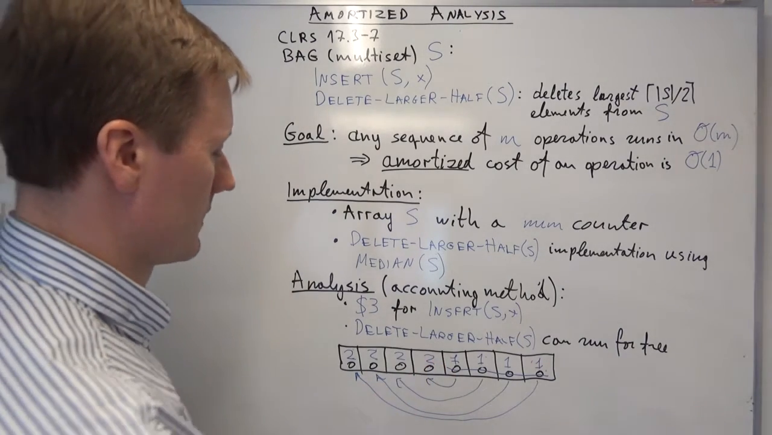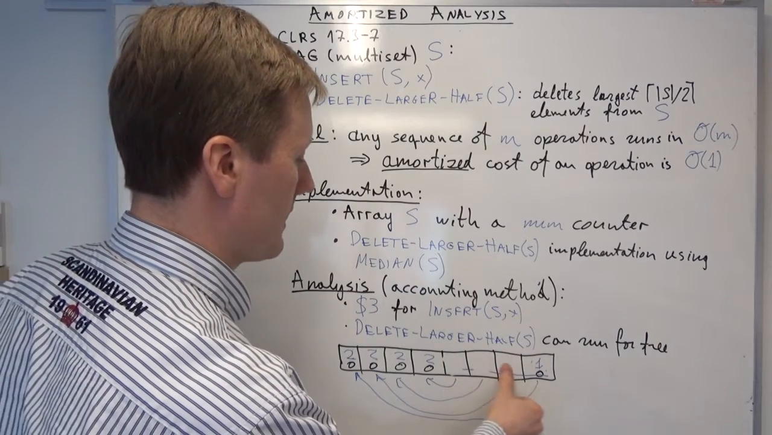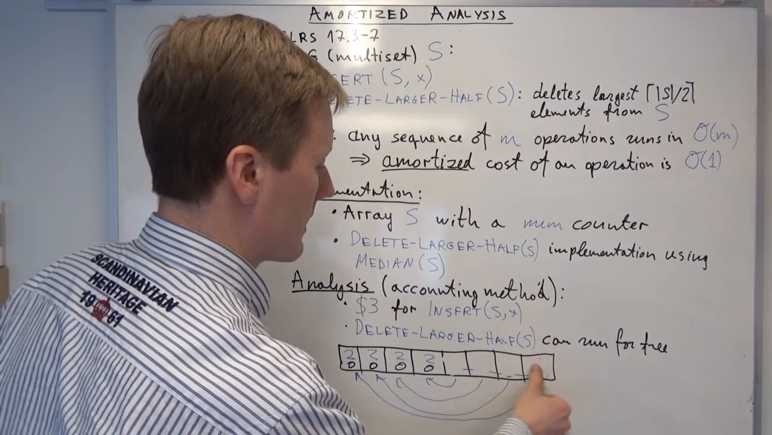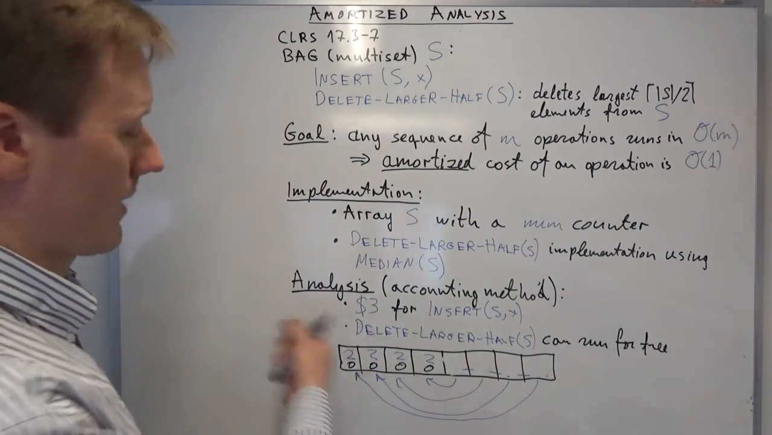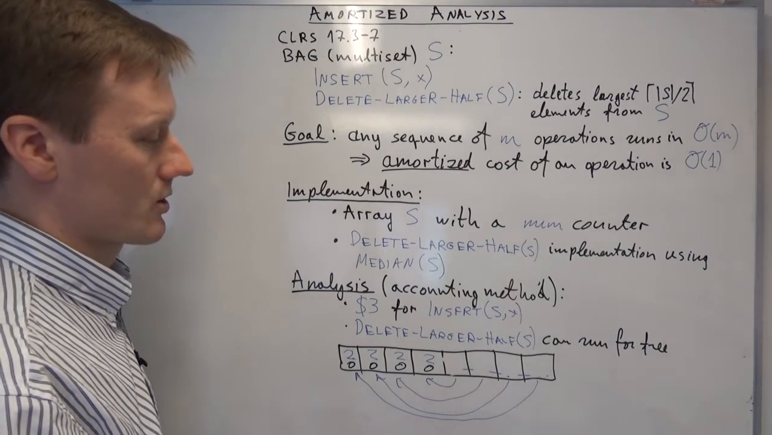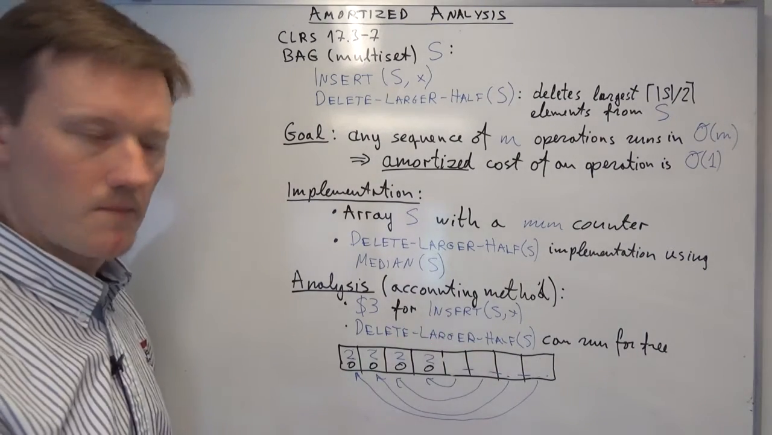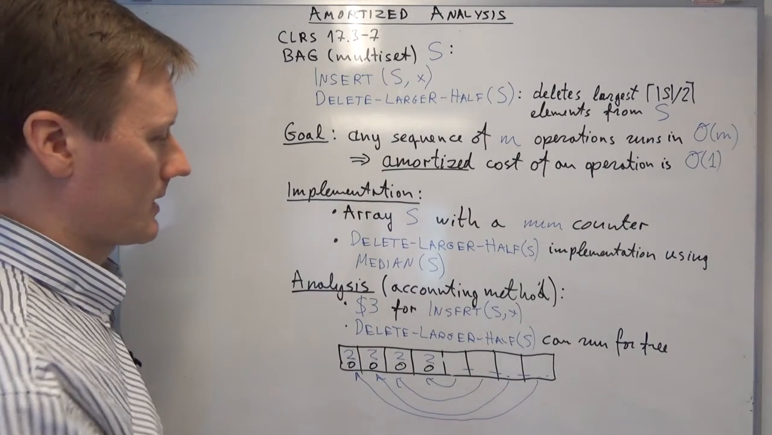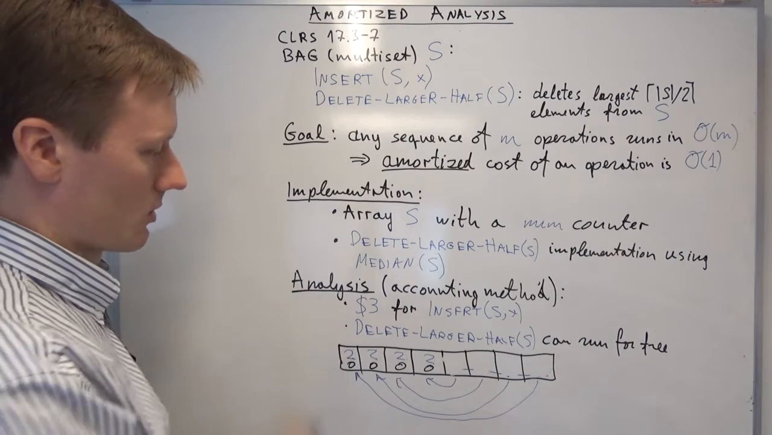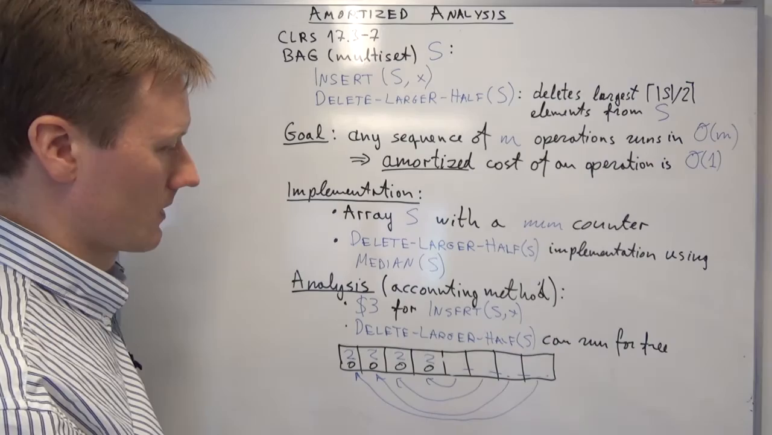So after I have done delete larger than half, I end up with the same invariant that every element in the array has $2 in the account, so I can do as many delete larger than halves after that as I want, or I can do some inserts and so on. So here we demonstrated that the amortized cost of insert and delete larger than half is constant.